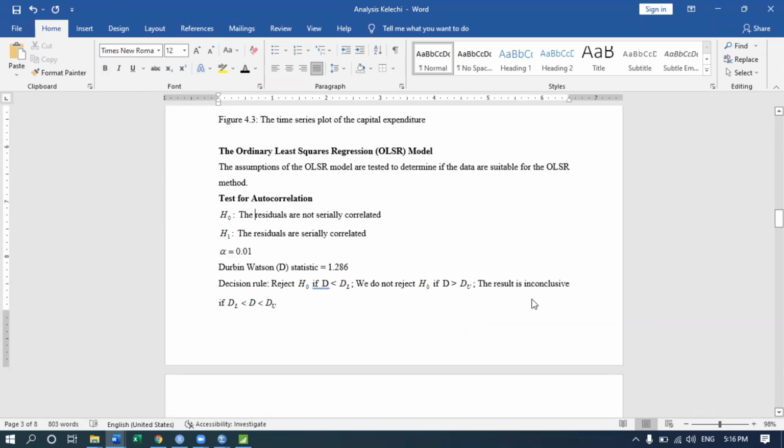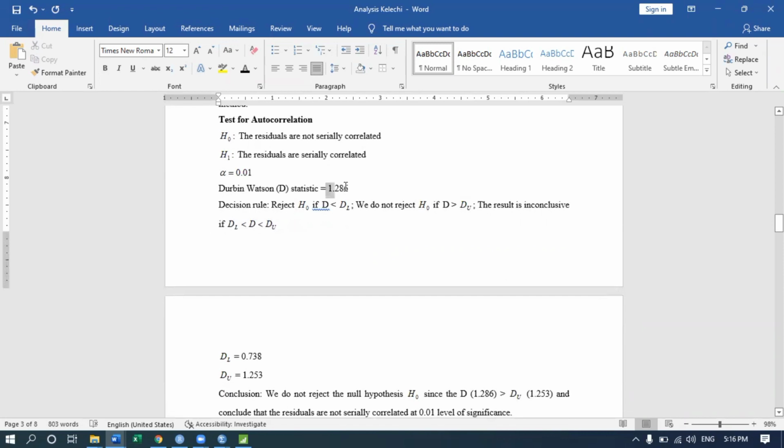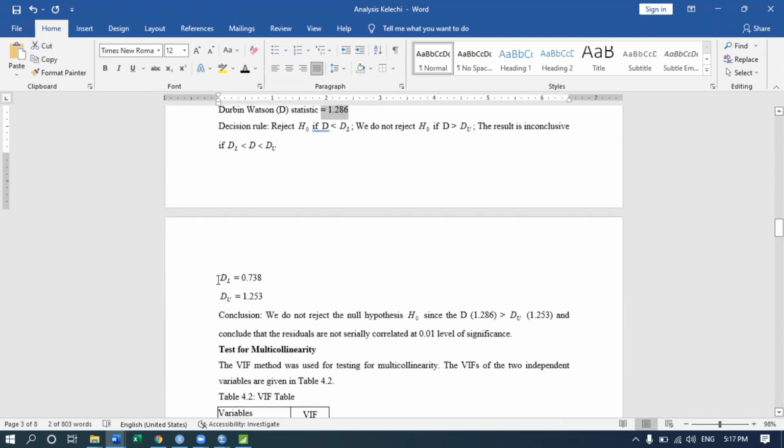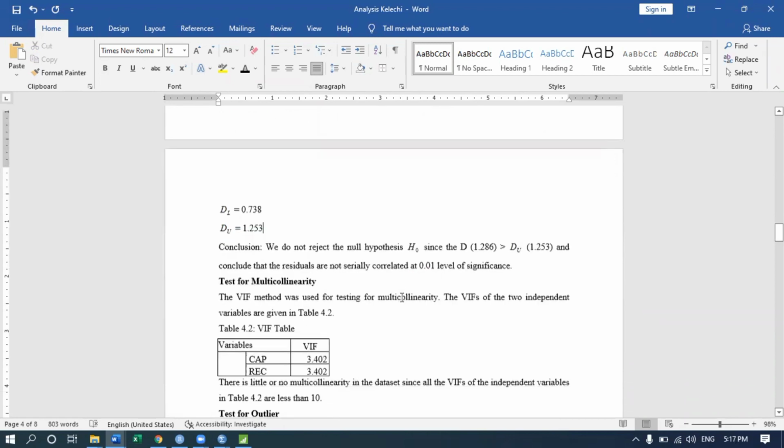So Durbin-Watson: you state your null hypothesis and alternative hypothesis. The Durbin-Watson table that you got from your analysis. This is the dL from your table. This is the dU from your table. Then you make your conclusion.